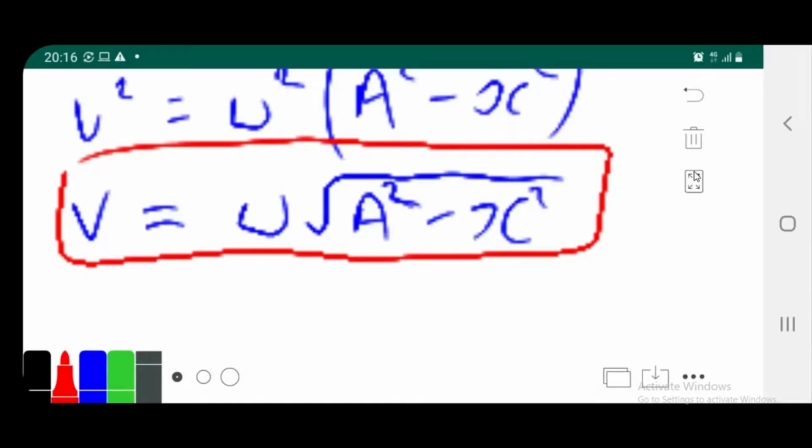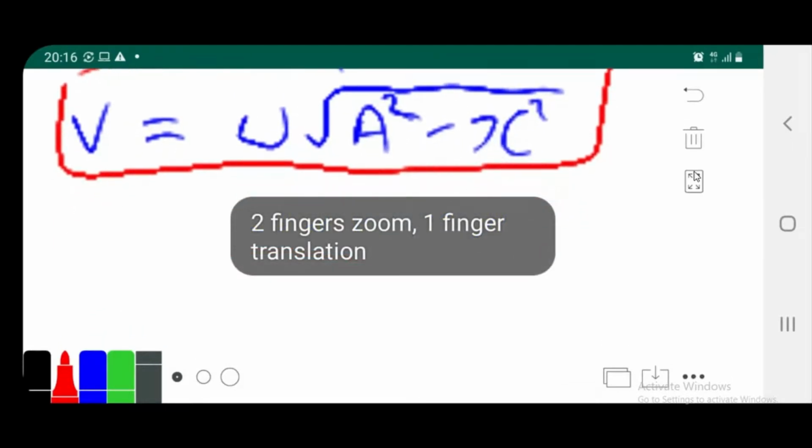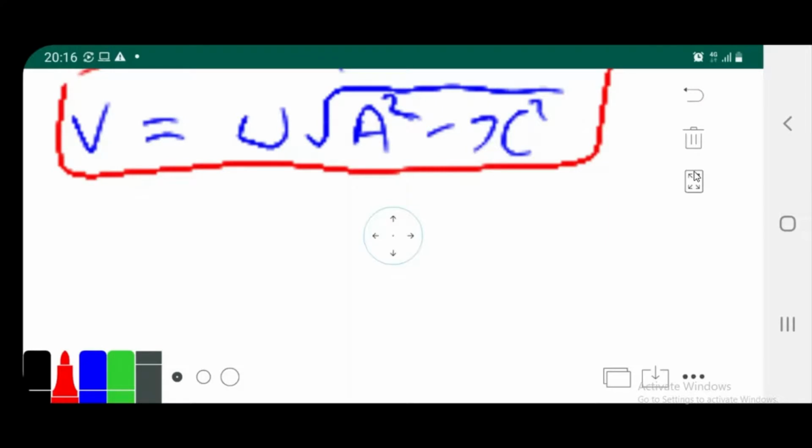Now there is one further thing of note here. A particle is at its maximum velocity when it's in its equilibrium position, i.e. when x is 0. So for v max, if x is 0, I'm just going to have the square root of a squared, which is just a. So the maximum velocity is omega multiplied by the amplitude.